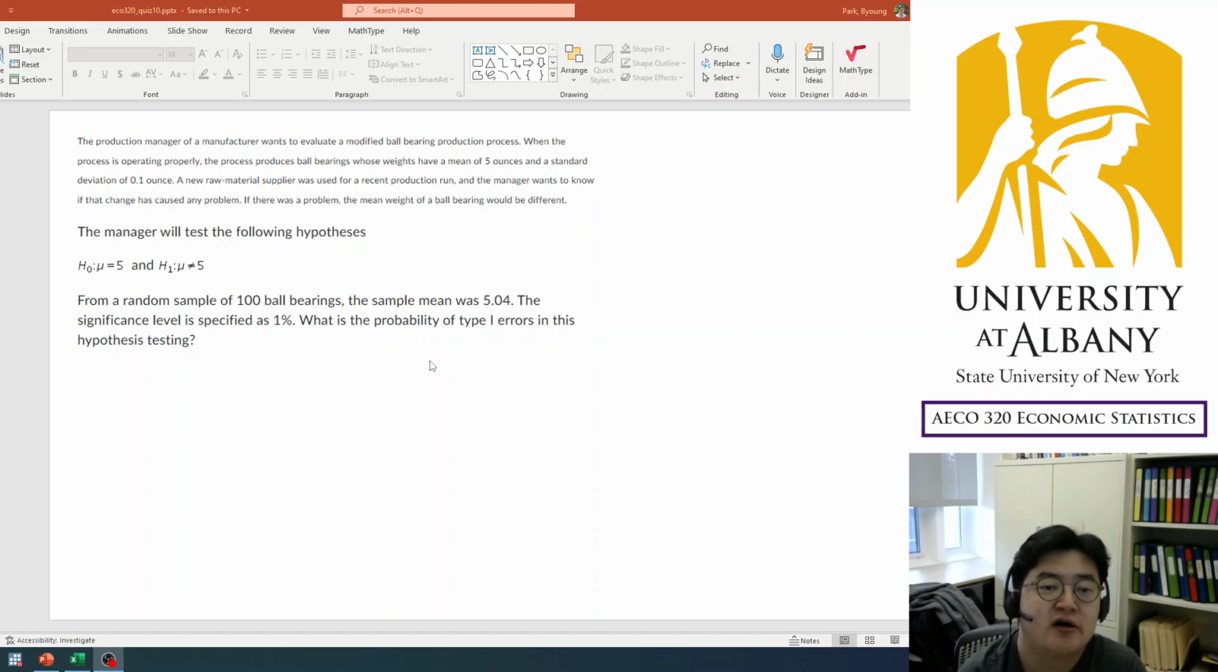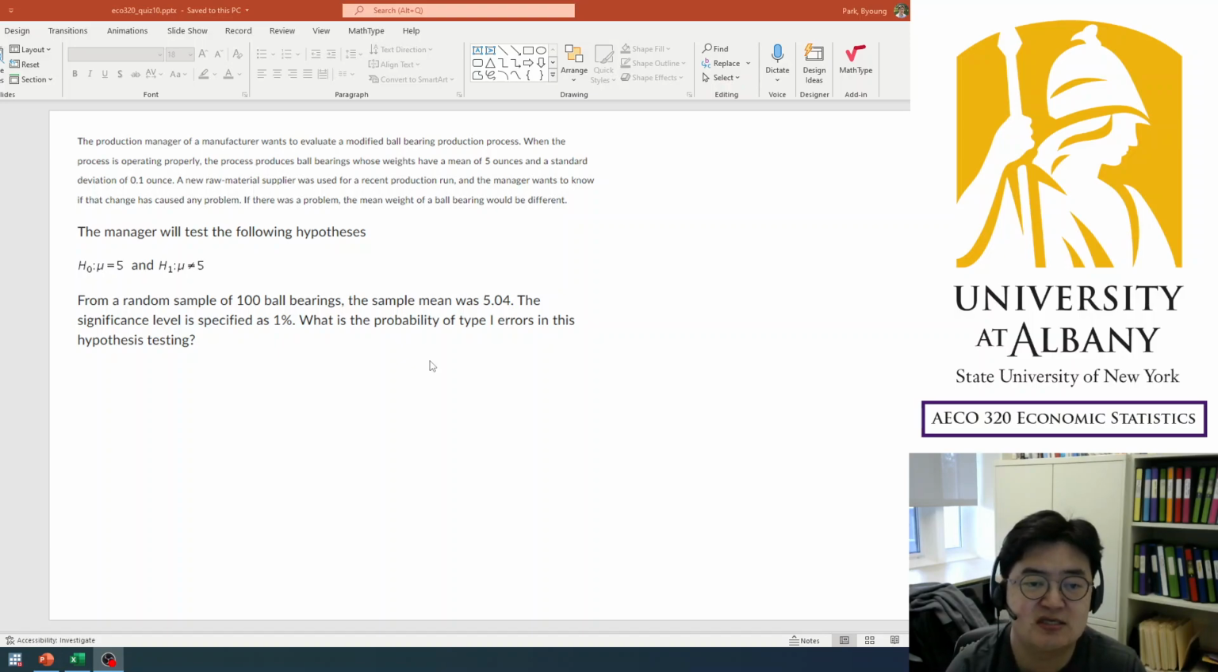So the first question, the production manager of a manufacturer wants to evaluate a modified ball bearing production process. When the process is operating properly, the process produces ball bearings whose weights have a mean of 5 ounces and a standard deviation of 0.1 ounce. A new raw material supplier was used for a recent production run, and the manager wants to know if that change has caused any problem. If there was a problem, the mean weight of a ball bearing would be different. The manager will test the following hypothesis.